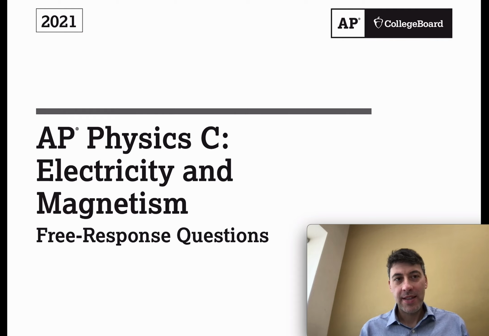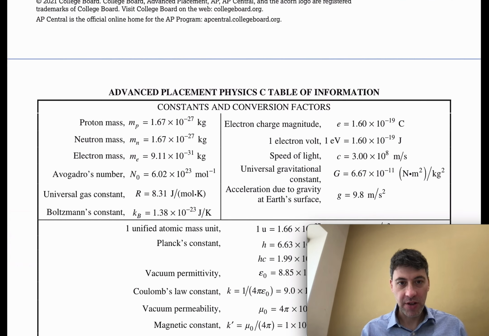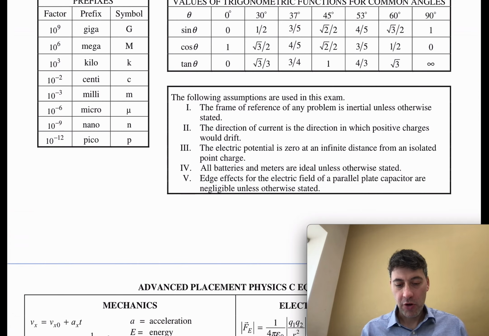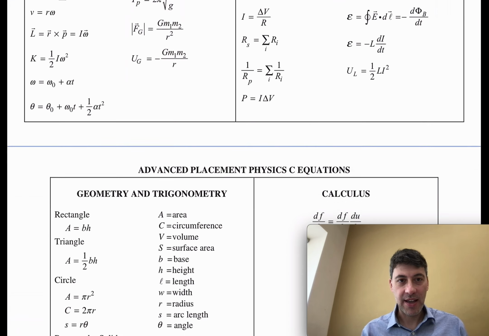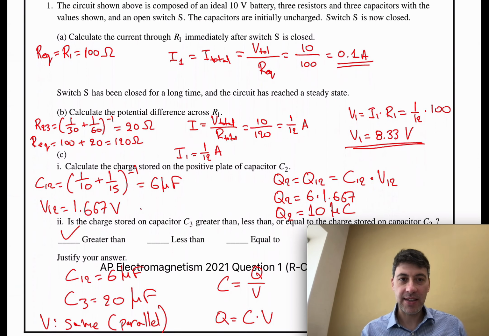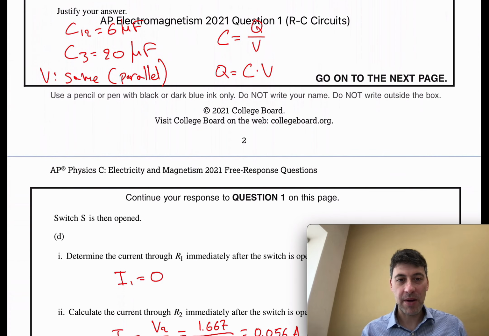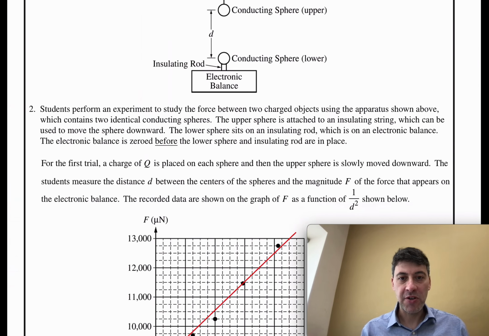Hello, this is Ilianos, and in this video we're going to solve question 3 from the 2021 AP Electromagnetism exam. This is the exam paper. We can scroll quickly to question 3. We're going to go through the list of rules and constants and calculus tips and the answers for part 1 and part 2 that we have seen in previous videos.